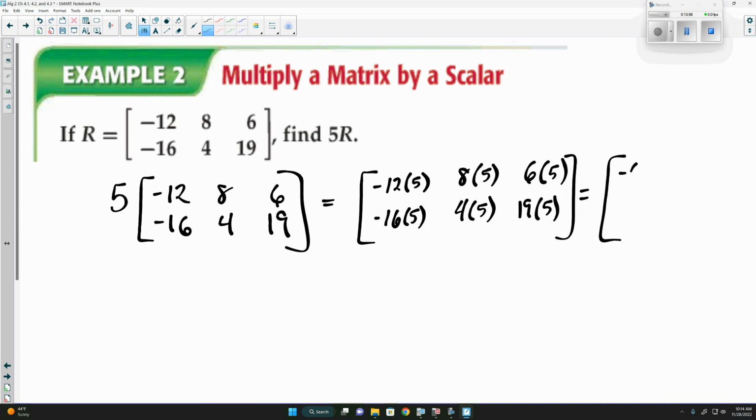Negative 12 times 5 is going to be negative 60. 8 times 5 is 40. 6 times 5 is 30. Negative 16 times 5 is going to be negative 80. 4 times 5 is 20. And 19 times 5 is going to be 95. And that's it.